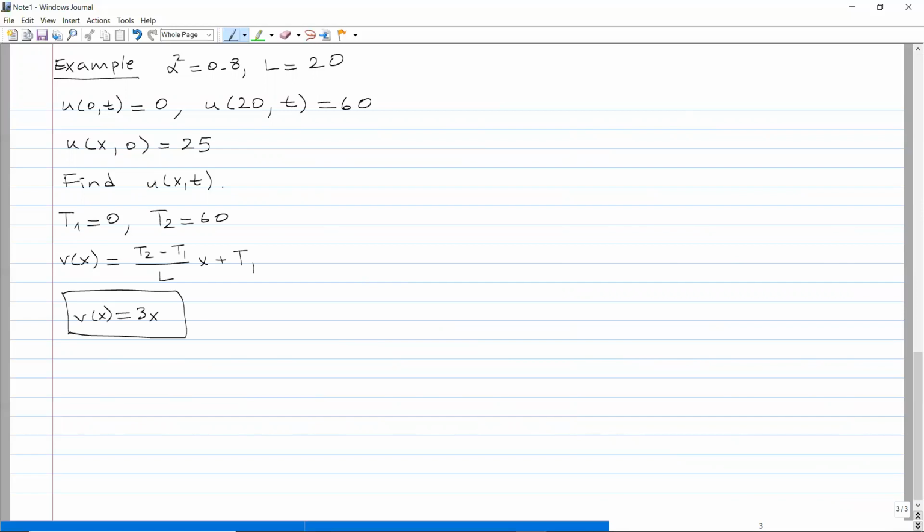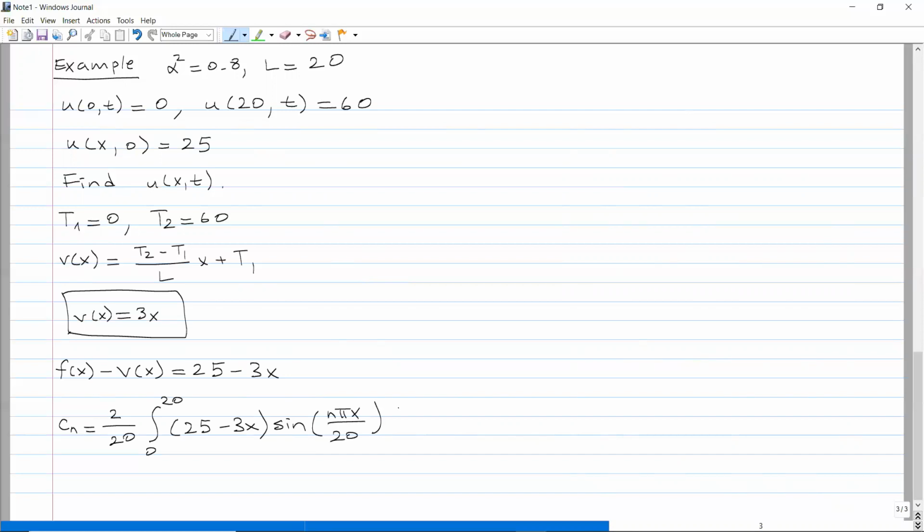Okay, V(x) is 3x. And then I need to look at the difference, the initial condition f minus V(x). Initial heat distribution is 25 minus the steady state, 3x. So the constant Cn is 2 over L, L is 20, integral from 0 to 20 of (25 minus 3x) times sine of n pi x over L, L is 20, dx.